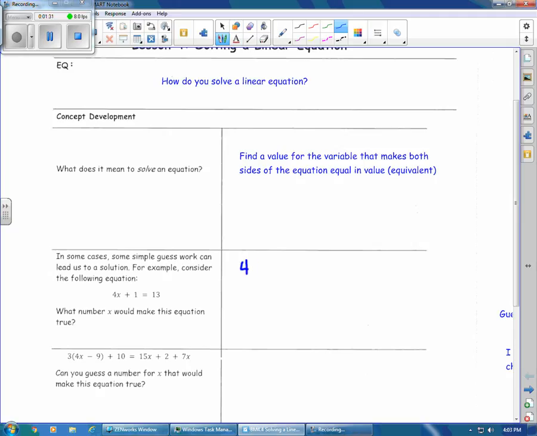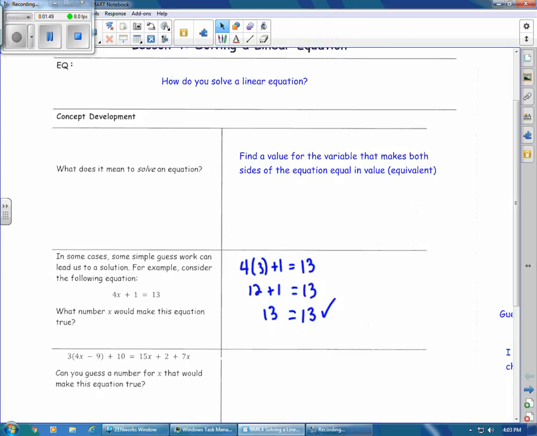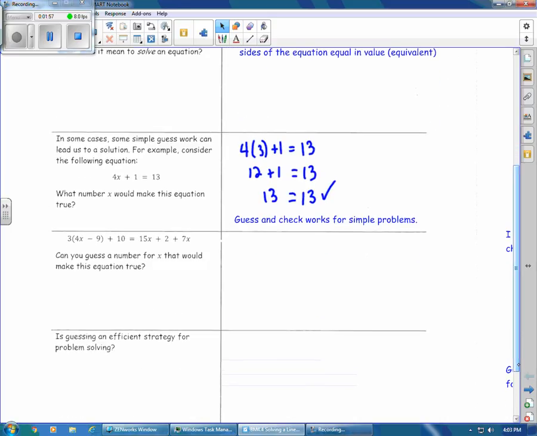So 4 times 3 plus 1, is that equal to 13? 4 times 3 is 12, plus 1, and 13 would equal 13. And yes, both sides of the equation then are true. So for some simple problems, guess and check is going to work. Or if you know your multiplication facts, you're going to have a better idea of the number that would be substituted in to make the equation true.